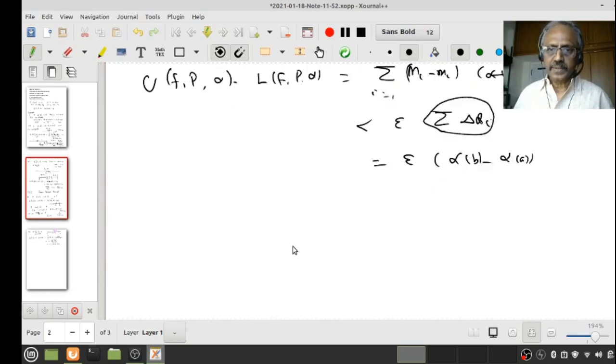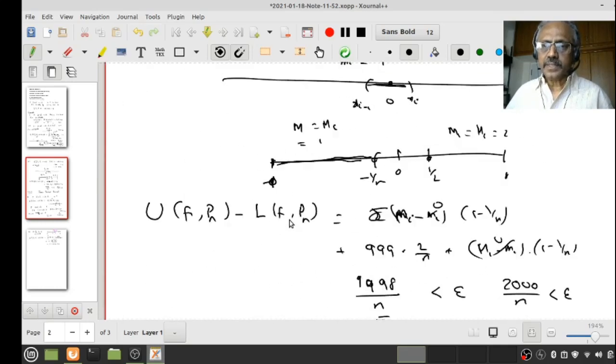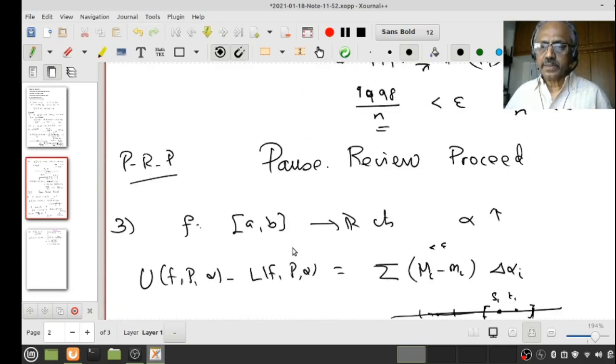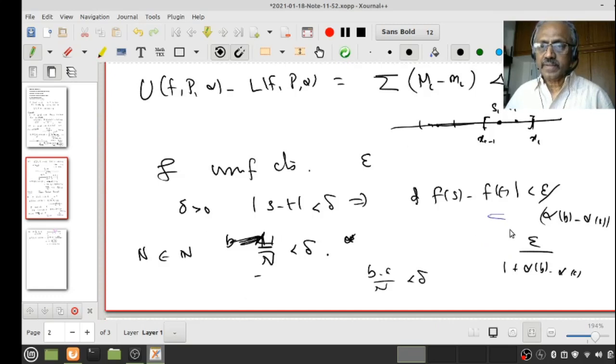Have you understood? So what do you think I have proved? I have proved that if f is any continuous function on a closed and bounded interval and alpha is any increasing function, then f is alpha integrable. What was the crucial idea here? The crucial idea was to use uniform continuity. Because if I use only continuity, then this delta will differ from point to point. So I have to use uniform continuity.